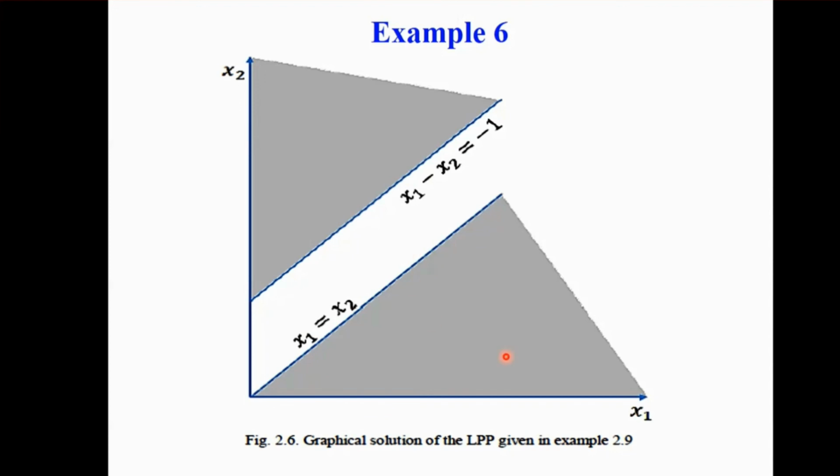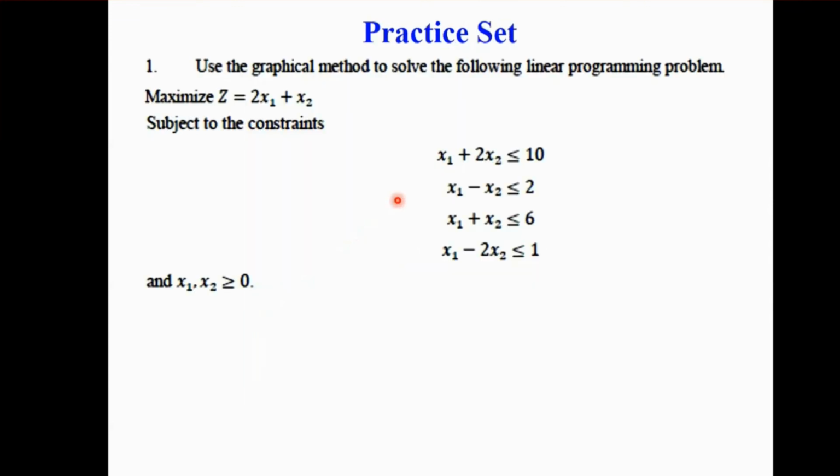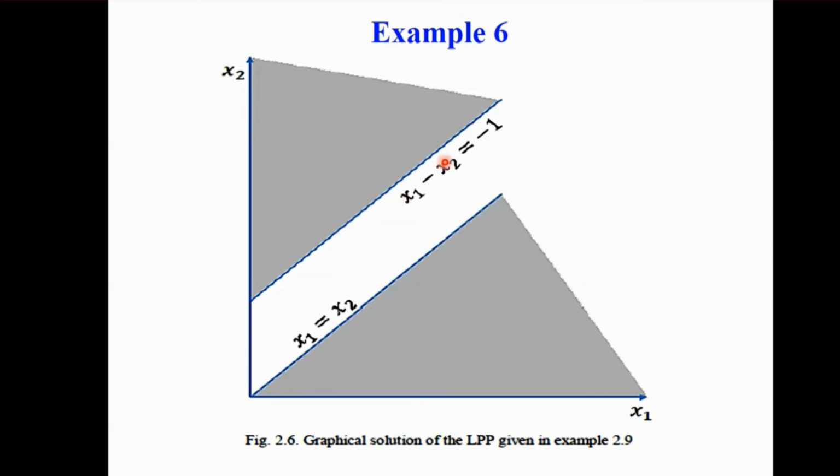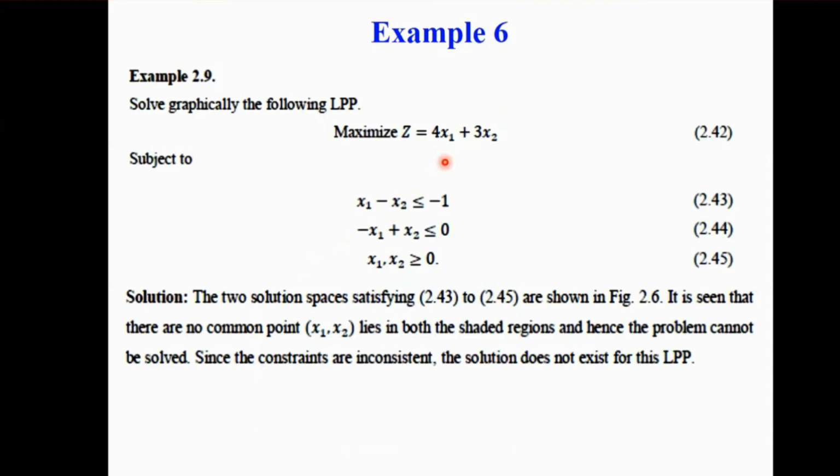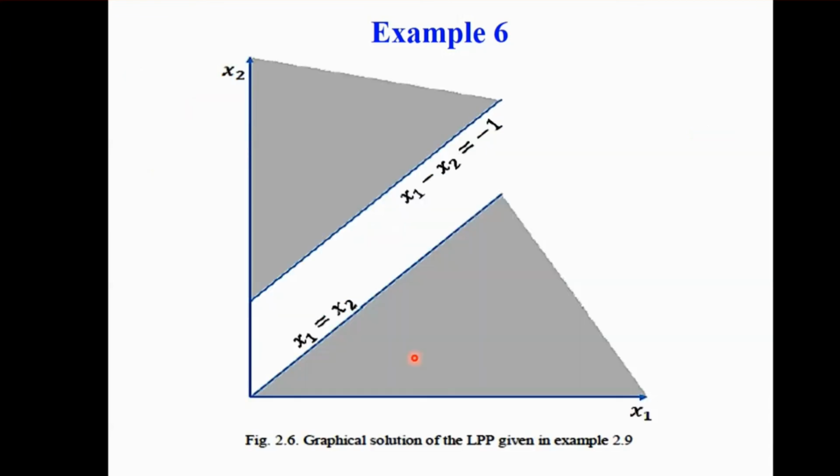In example 6, if you get this type of solution, where one is this shaded region and another is this shaded region, and there is no intersection of the shaded regions, then what will happen? Then you will have no solution. So I have quickly discussed examples 5 and 6. You can see them from the slide here.